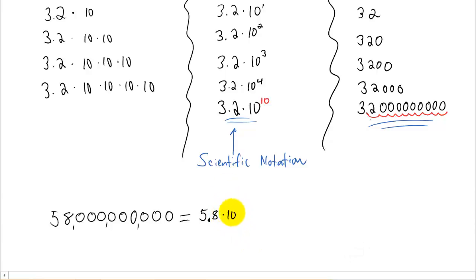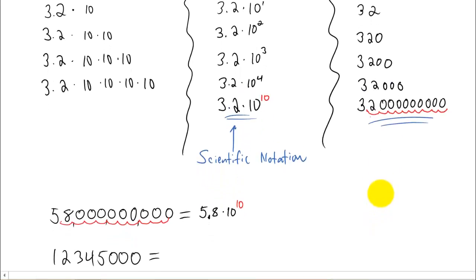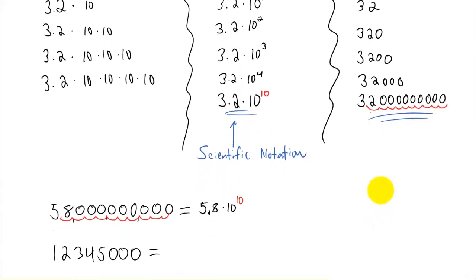Then you write it times 10, and the question is, to what power? Well, to find the power, you just kind of have to count the zeros. Our 5.8 decimal place would be here. We multiplied it by 10, 4, 5, 6, 7, 8, 9, 10 times. So this giant number, which I believe is 58 billion, can be written as 5.8 times 10 to the 10th power. Let's do one more quick example. Let's write this number in scientific notation.